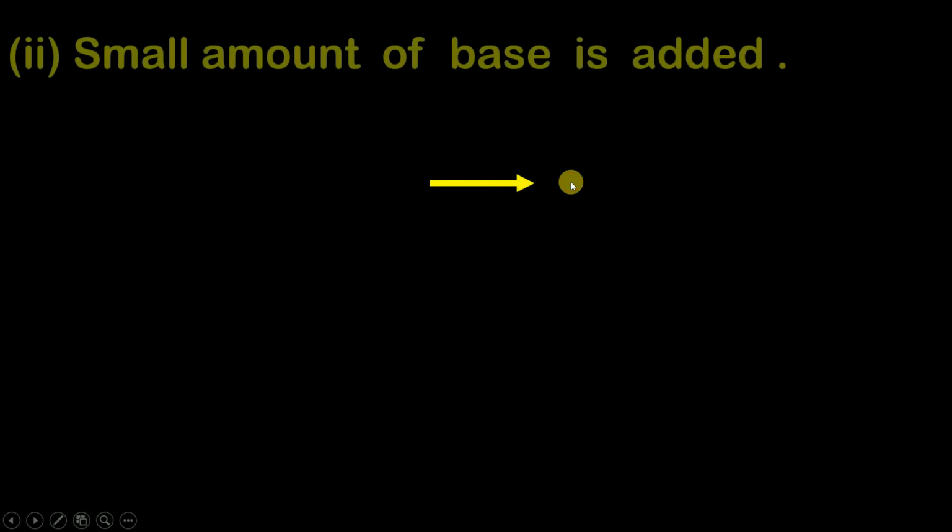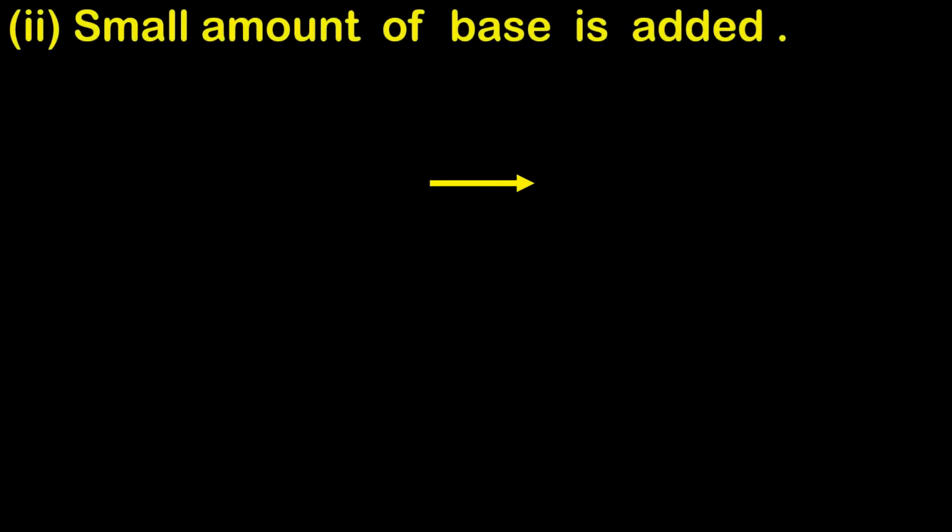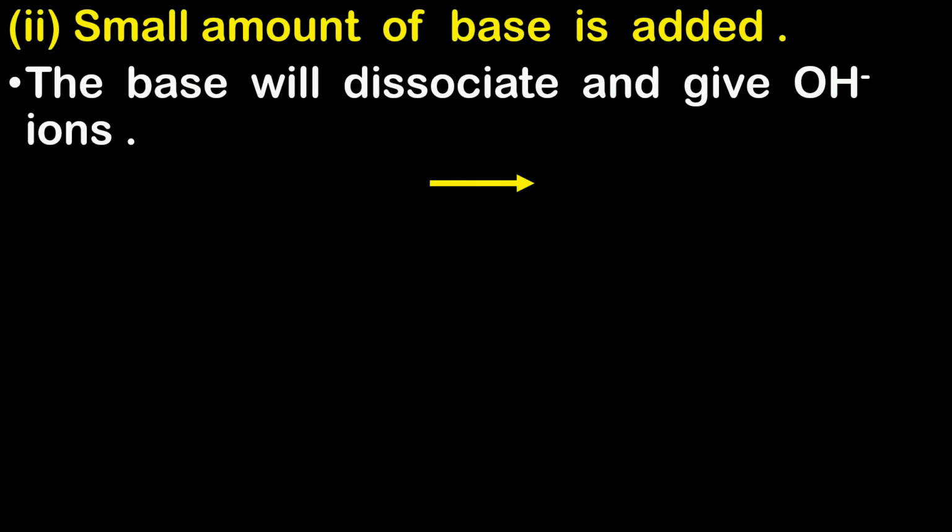Let's say guys, now we add a small amount of base to the acidic buffer solution. If you add a base to the acidic buffer solution, what is going to happen? The base will dissociate and give OH minus ions. As we all know, if the molar concentration of OH minus ions increases, then the solution will become more basic, and as it becomes more basic, the pH value will change. But the speciality of the buffer solution is to not allow the OH minus ions to change the pH value. So in this case, what is going to happen?